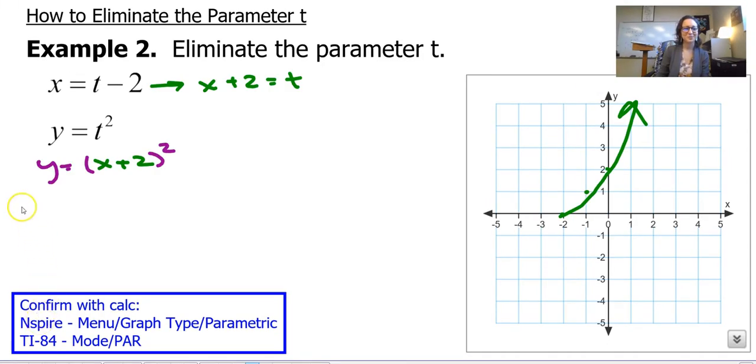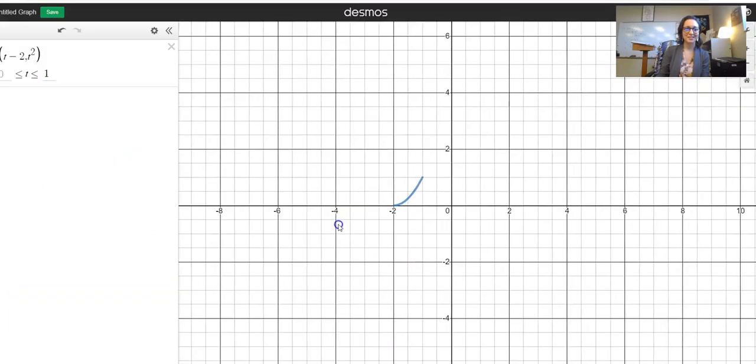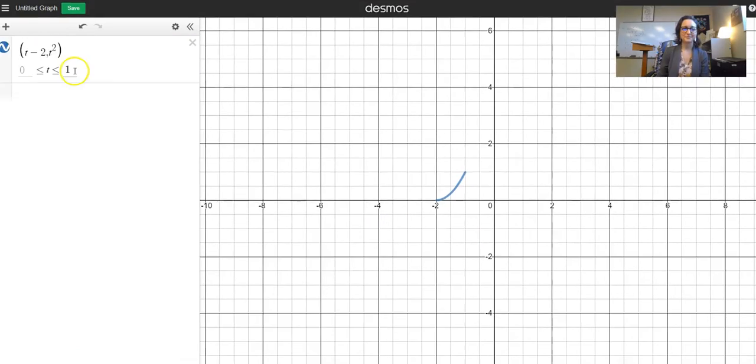All right, so for our final answer, we should have gotten y equals the quantity x plus 2 squared. So I added 2 to both sides here to get t by itself, and then I made that substitution, and I just left it in factored form because this shows me that it is your standard parabola shifted to the left 2. And again, I just took the right side, the right branch, because we are using positive time values. And again, we can check here on Desmos. So right now I'm just graphing from time 0 to 1. As I increase my time values, I can see the orientation of the curve.